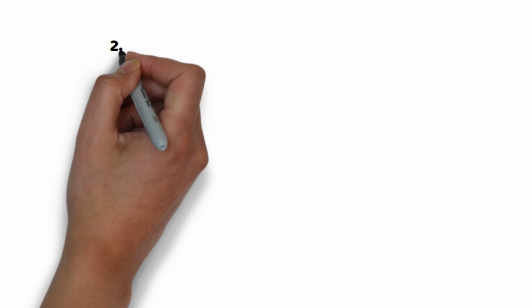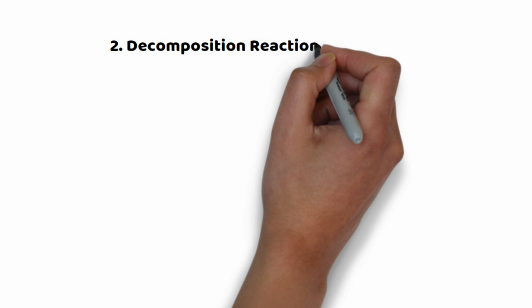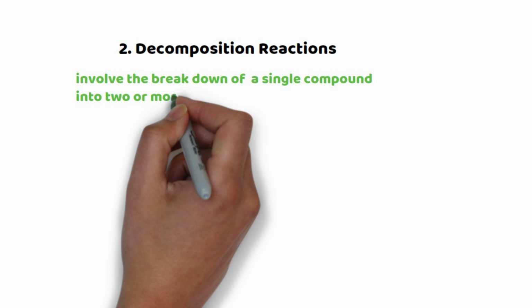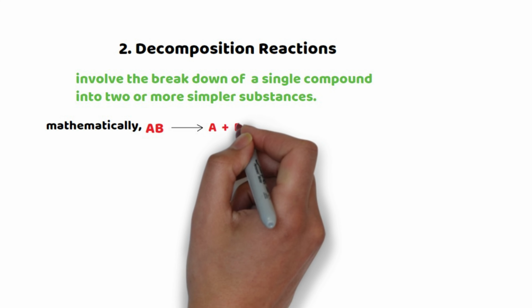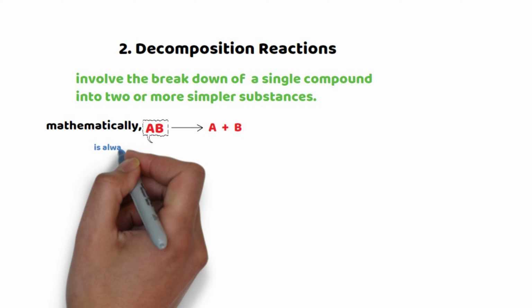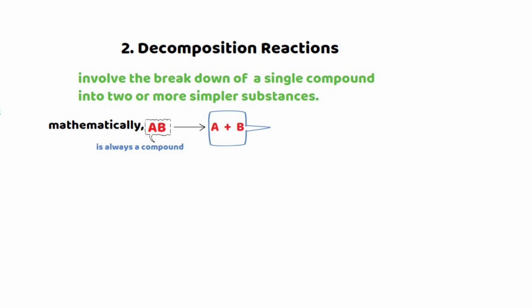Now the second type of chemical reaction is decomposition reaction, which is exactly the opposite of composition reaction or addition reaction. It involves the breakdown of a single compound into two or more simpler substances. Mathematically, AB breaks down into A and B.